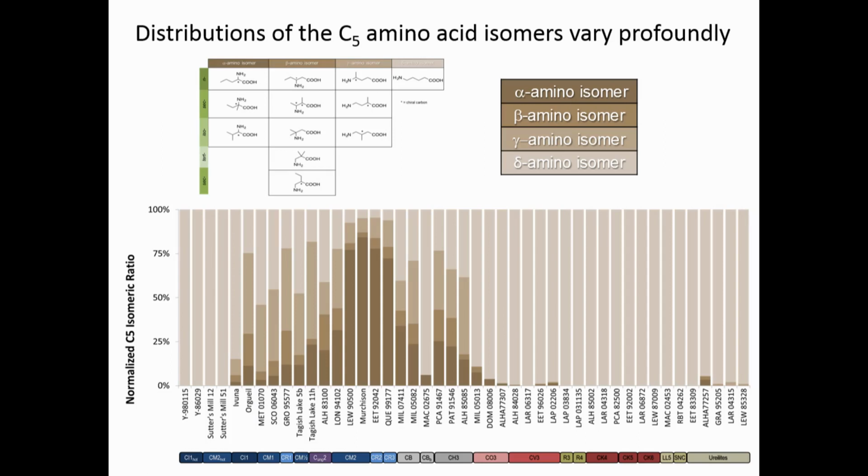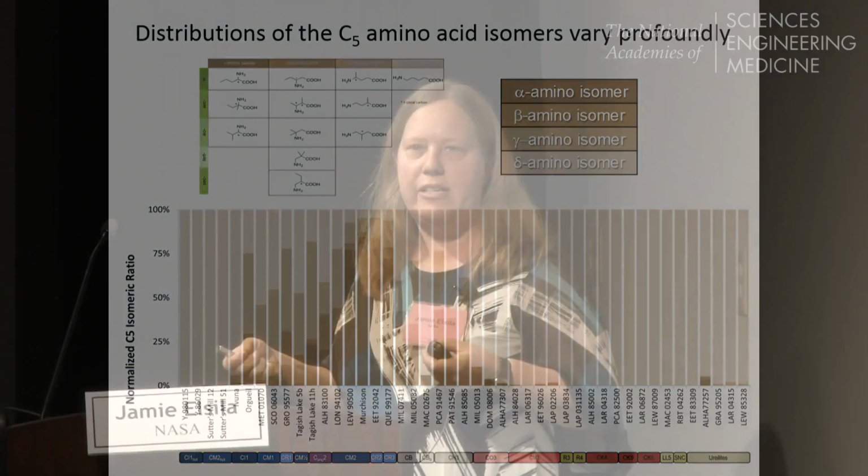And then we've plotted down here those relative proportions of alpha amino acids versus beta, gamma, delta. And again, there's a lot of diversity. Some meteorites are dominated by alpha amino acids, which are the amino acids we use in biology. And some are almost predominantly the straight chain. And so we think that understanding these relative distributions can tell us something about formation mechanisms, formation environments, and processing histories. So meteorites are great.